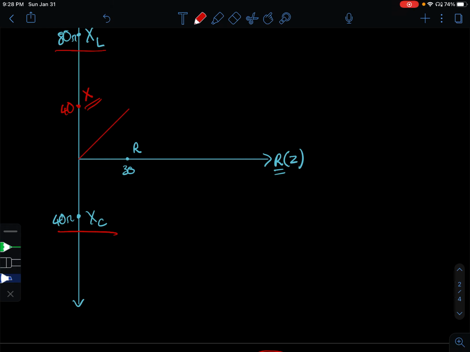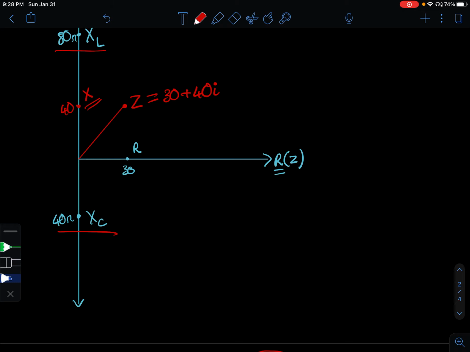I'm going to go 40 up and 30 to the right. And that is Z, which is equal to 30 plus 40I. See, now you can get the idea of the complex numbers graphing. Remember, we did this graphing complex numbers on the complex plane. This is exactly the same, nothing new, we were just using fancy terms in AC circuits.